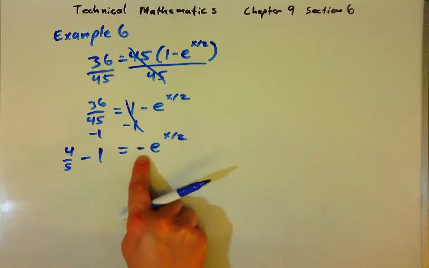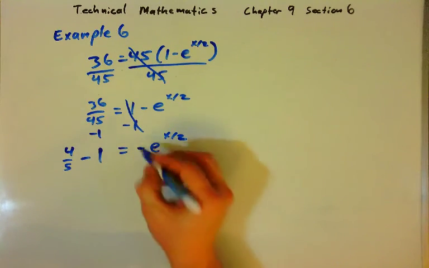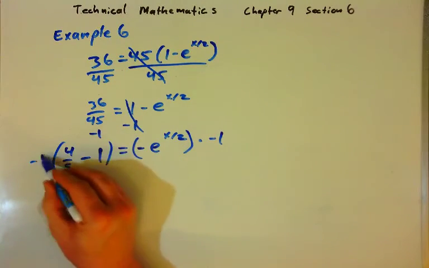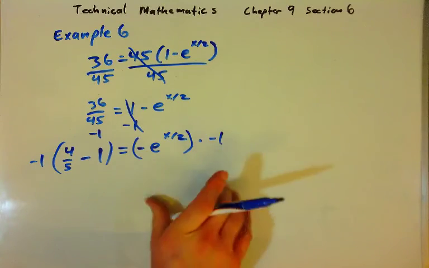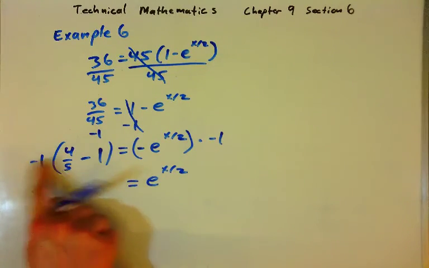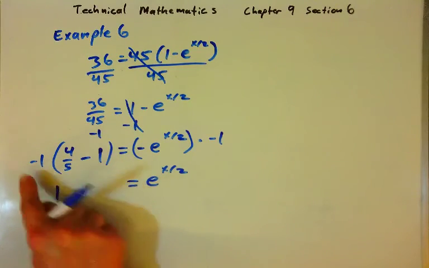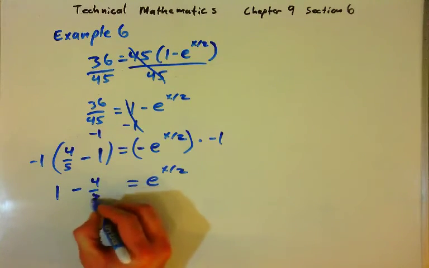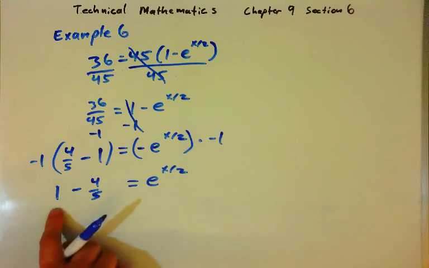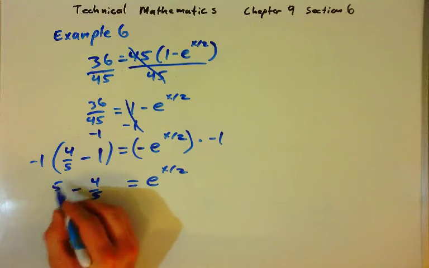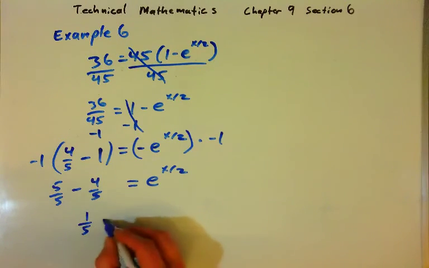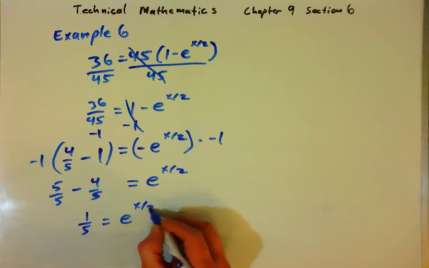4/5 minus 1. And now I want to get rid of the negative. I can get rid of the negative by multiplying everything on this side by negative 1. That will cause the negative times the negative to be a positive. So I'll get positive e to the x over 2 power. And over here I have to distribute the negative, so the 1 becomes positive, and the 4/5 becomes negative. Okay. And while I'm at it, 1 minus 4/5 is 1/5, because 1 is 5/5, right? 1 is 5/5, that's 1. 5/5 minus 4/5 is 1/5. And this will be equal to e to the x over 2 power.